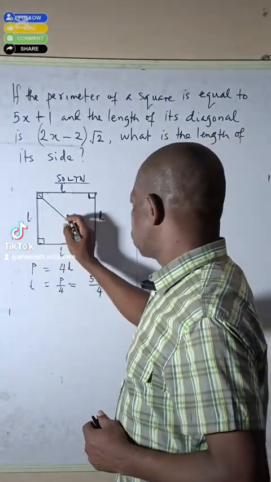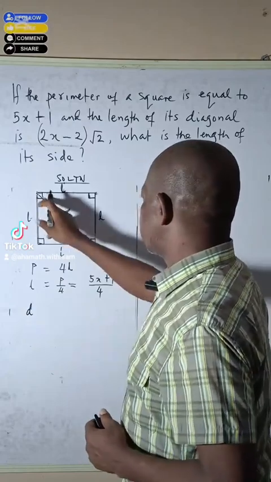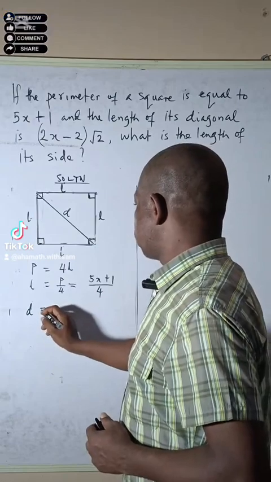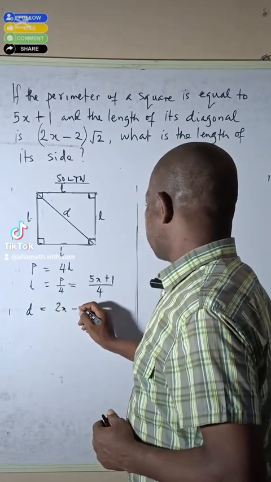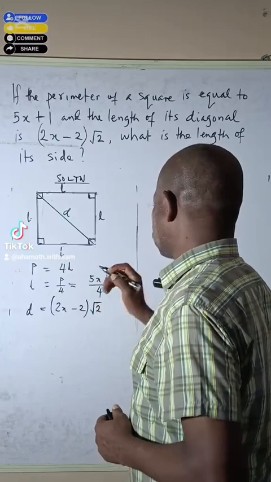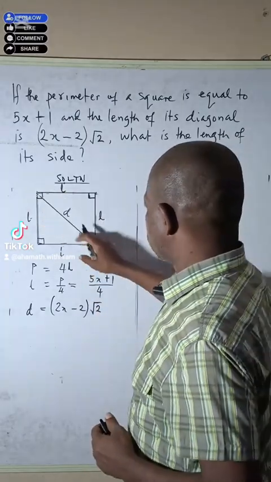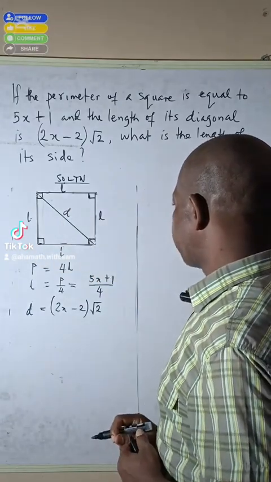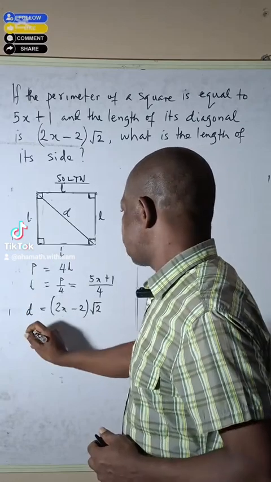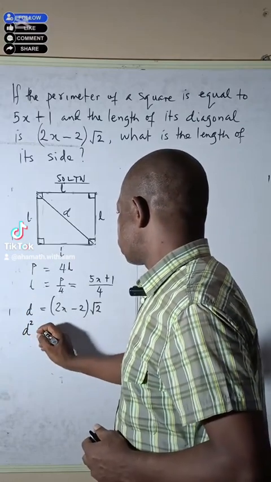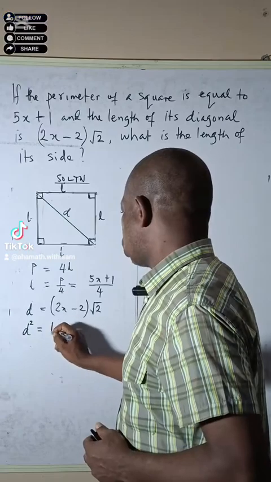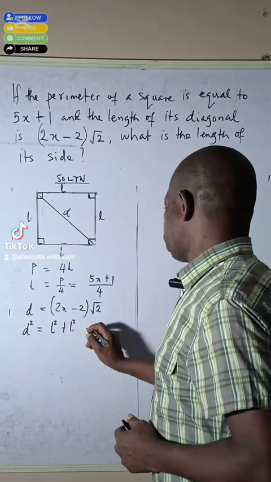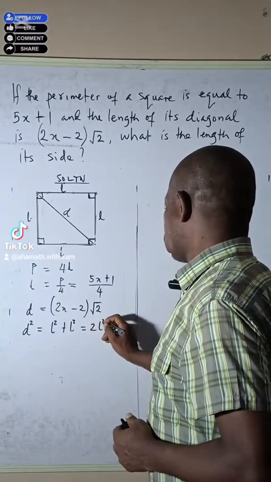Now the diagonal, let's call it D, of this square is the hypotenuse of this right-angled triangle, and its value has been given as (2x - 2) root 2. Because it's the hypotenuse of this right-angled triangle, we can find the diagonal by Pythagoras theorem. Pythagoras theorem would say, based on the lettering, that D squared, the square on the hypotenuse, is equal to the sum of the squares on the other two sides. That's L squared plus L squared, which will be 2L squared.